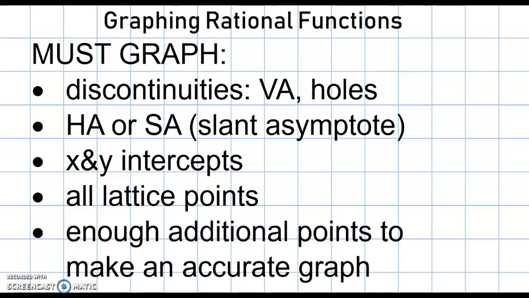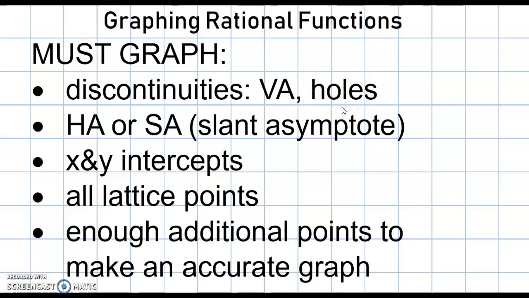function that has at least one variable in the denominator, there is an infinite number of ways that a rational function can look. So in order to be able to graph all of these, we kind of need to just follow a general process. And so the process that we're going to follow in this class is that we have to include all discontinuities, which are any vertical asymptotes or any holes.